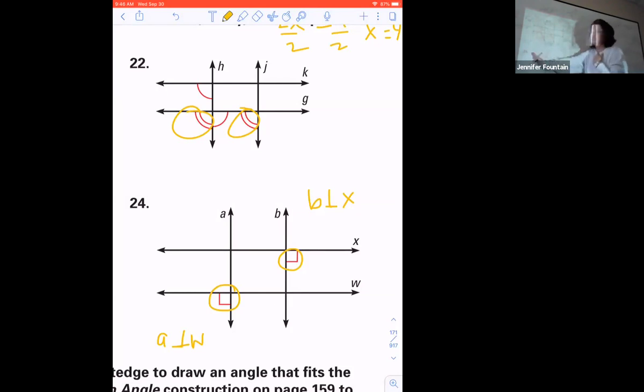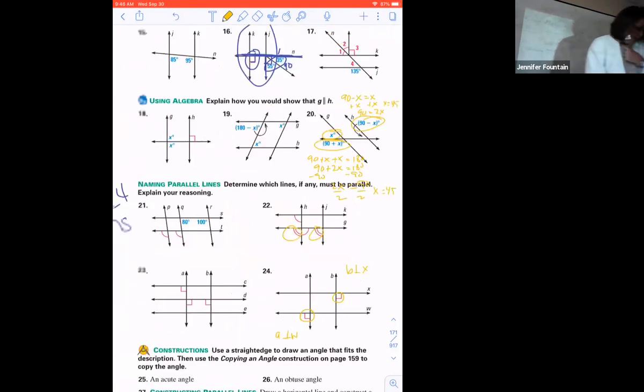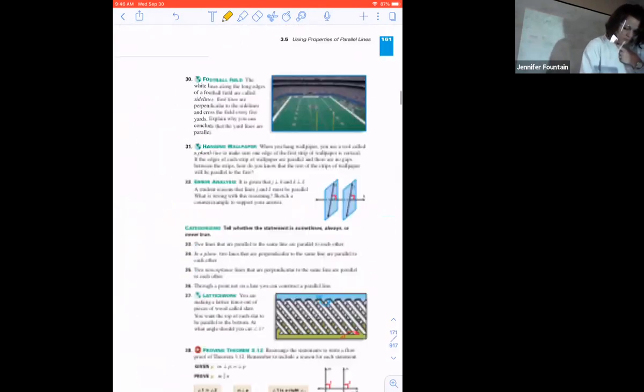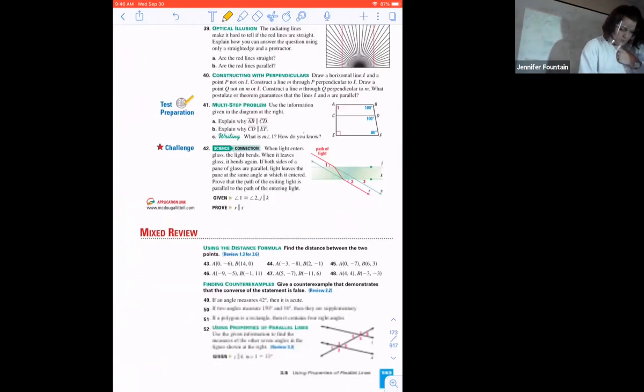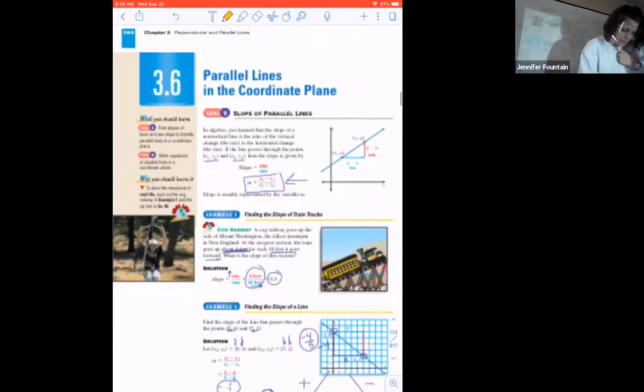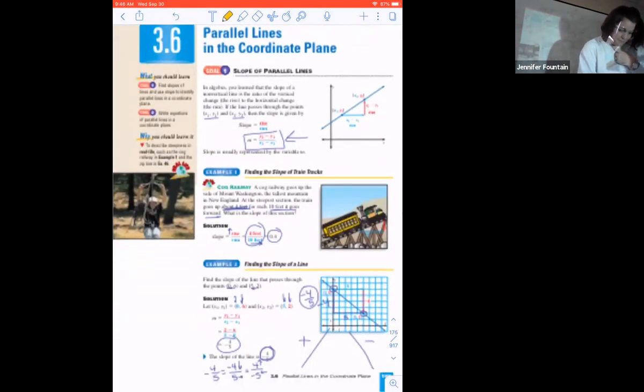Parallel, unless this one was tilted this way. But we know this one's not tilted this way because it makes 90 degrees here. So I'm just going to have to disagree with what the book says on this one. Okay, so that was 16 through 24. All angles are parallel. That's what I'm saying.